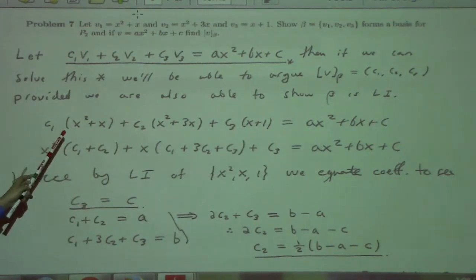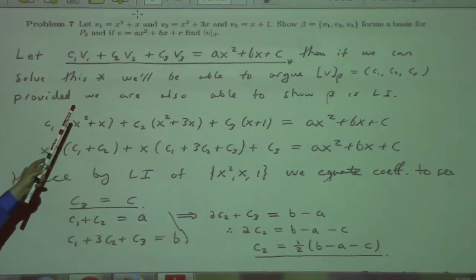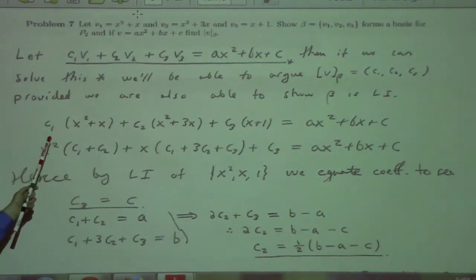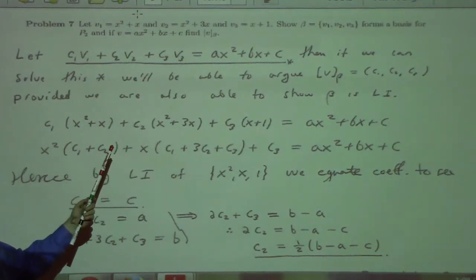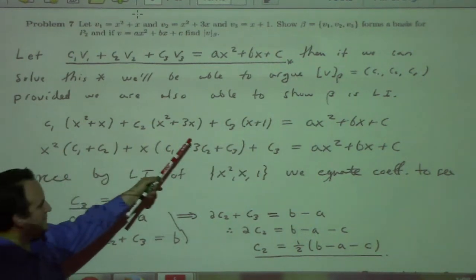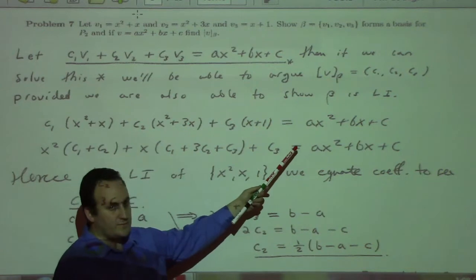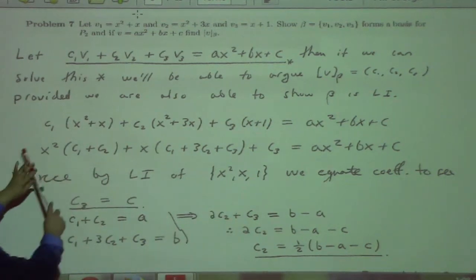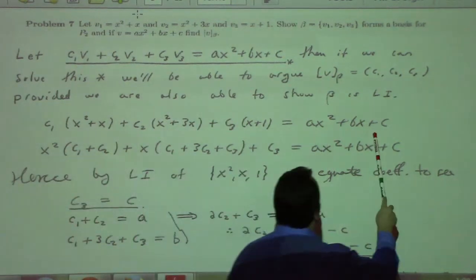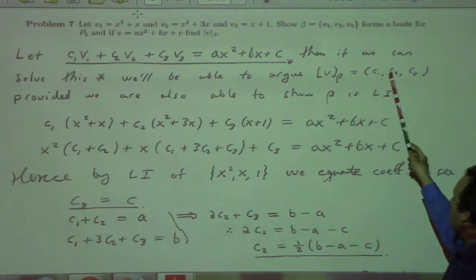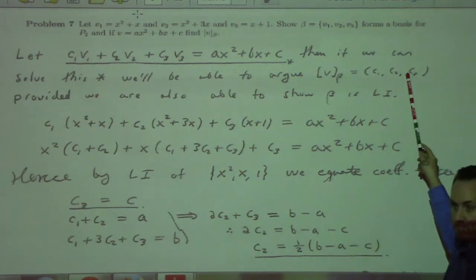So I decided that I was going to show that it spanned first, because then I could show linear independence real easy. That's just my choice. You could show linear independence first if you wanted. That's not wrong. I'm just being lazy. So C1 times this plus C2 times that plus C3 times that, that's what I want to make equal to AX squared plus BX plus C. If there is a solution to this equation, it then follows that the coordinates of AX squared plus BX plus C are C1 comma C2 comma C3, right?